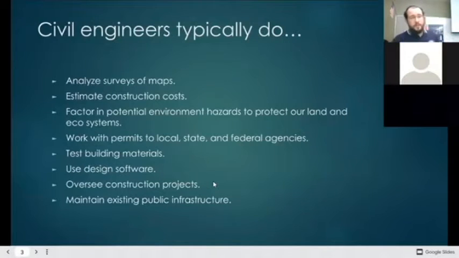Even testing stuff, like a scientist testing building materials. They use design software like Onshape, as we do, but usually it tends to be more 2D. It's like an overview kind of map. They oversee construction projects, and they maintain existing public infrastructure. So if a hurricane comes by and damages some areas, the engineers may be called on board to come up with a repair to strengthen it for the next hurricane.